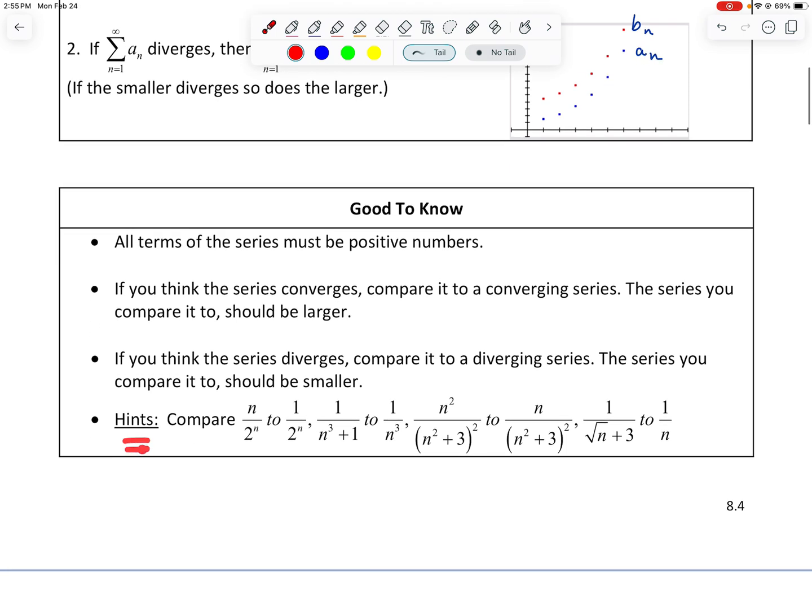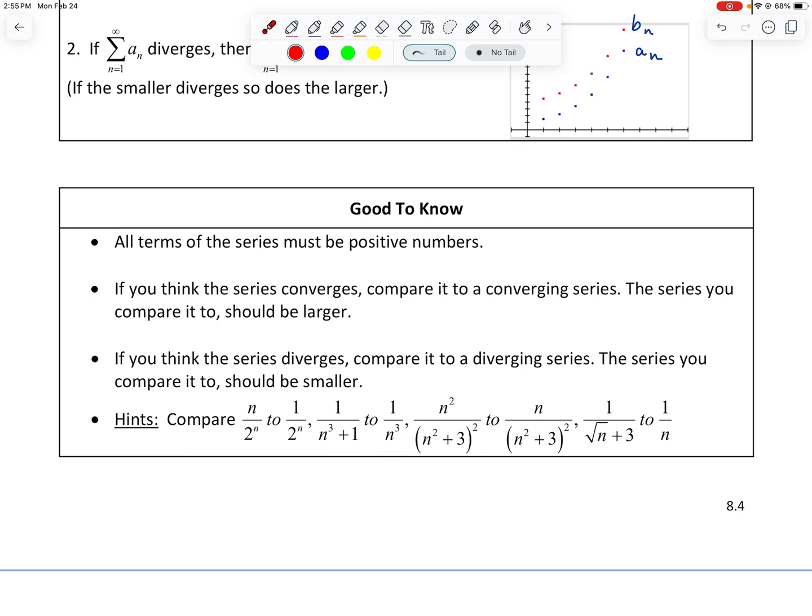So some helpful hints on what to compare. You can compare, for example, n over 2 to the n to 1 over 2 to the n, because then this one's easy to show with the series we learned in 8.1 to 8.3. And then if you compare 1 over n cubed plus 1 just to 1 over n cubed, so it kind of looks like I'm just deleting the 1 here, then I can show that that series converges or diverges, and so on and so on.